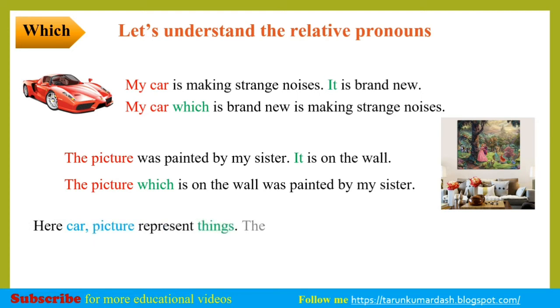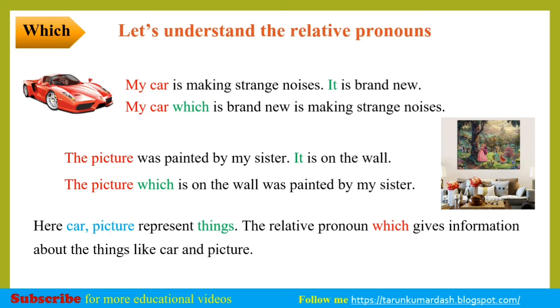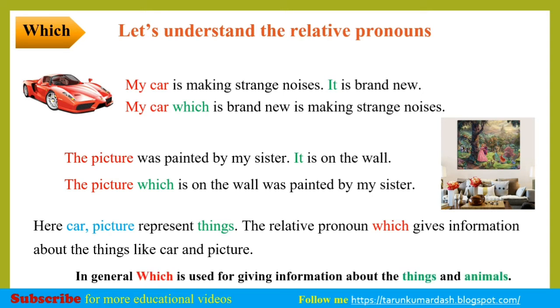Here, car and picture represent things only, and the relative pronoun which gives information about things like car and picture. So in general, I can say which is used for things or animals, not for persons. So where should you use which? We should use it and they, then you can use which there.